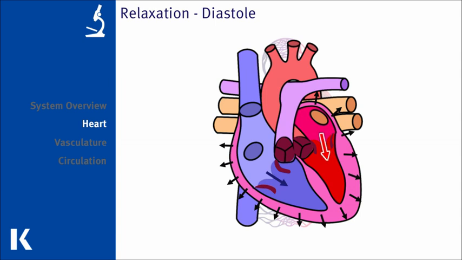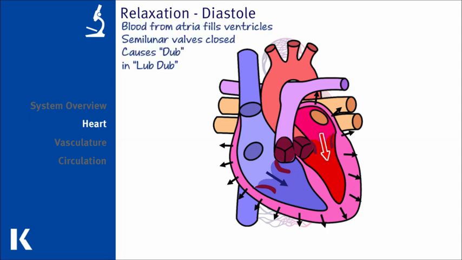In diastole, the heart relaxes. The ventricles expand, allowing blood to flow in from the atria as the atrioventricular valves open. At the same time, the semilunar valves close, causing the dub in the lub-dub sound.